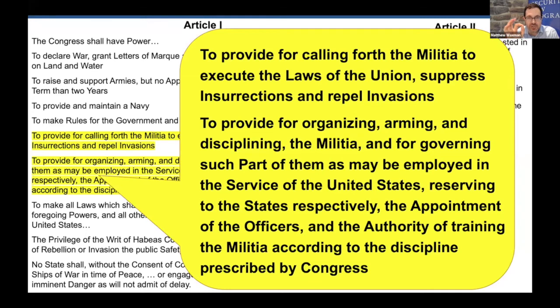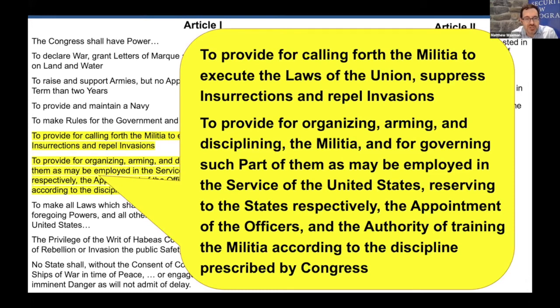It says Congress can call forth the militia to execute the laws of the Union, to suppress insurrections, and to repel invasions. Those are all, I think textually, those all sound like local defensive measures, as opposed to, for example, calling up the militia and sending them abroad. I'll come back to that later on in the lecture.